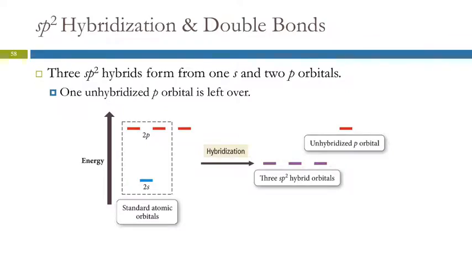Okay, let's look at sp2 hybridization. So here are our standard atomic orbitals. What if we take the s and only include 2 of the p orbitals? Well, we're going to have 3 orbitals that are intermediate in energy between the s and the p. And what happens to this guy? Nothing happens to him. He's just sitting over here, same as he was before. So this is an s and 2 p's, right? So sp2 hybrid orbitals.